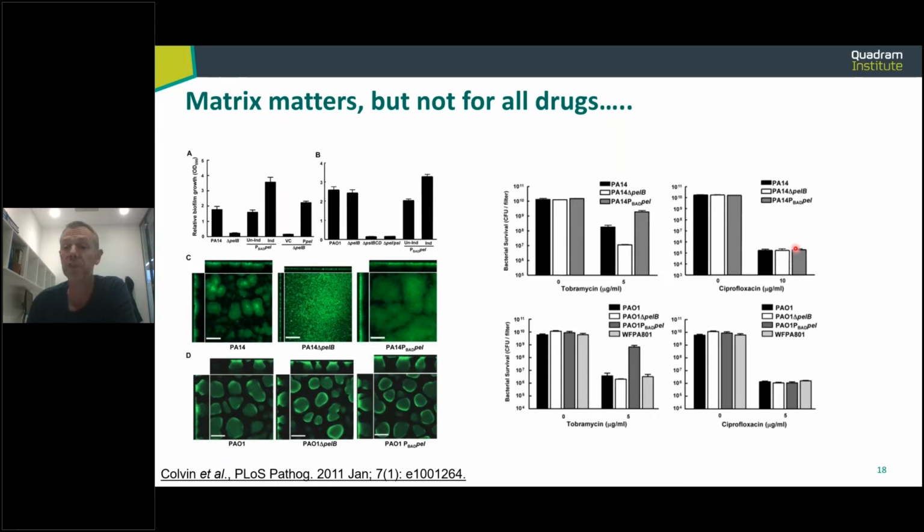However, for ciprofloxacin, a different drug, it doesn't make any difference. So it doesn't matter whether you have PEL or not. And interestingly, at the bottom, PA01, the other strain, isn't actually affected in this case. So this just shows that the matrix permeability barrier can be important, but it really depends on the bug and the drug.